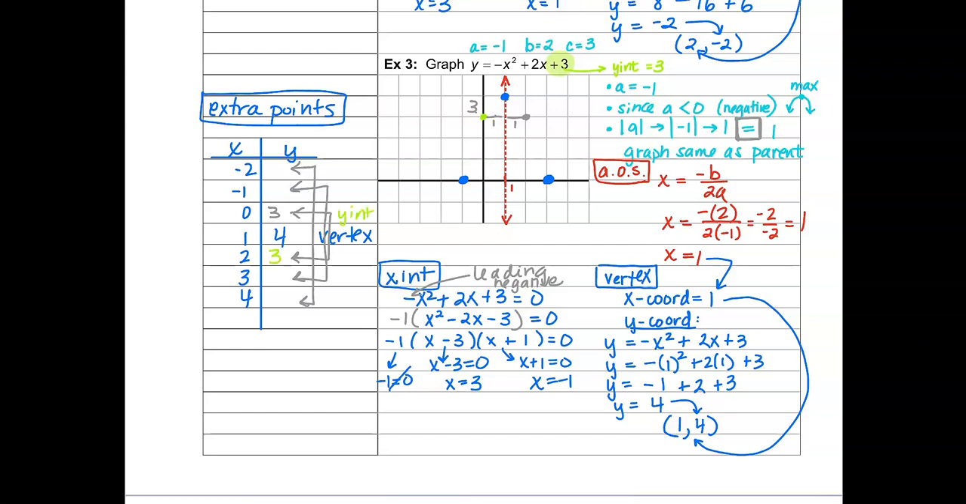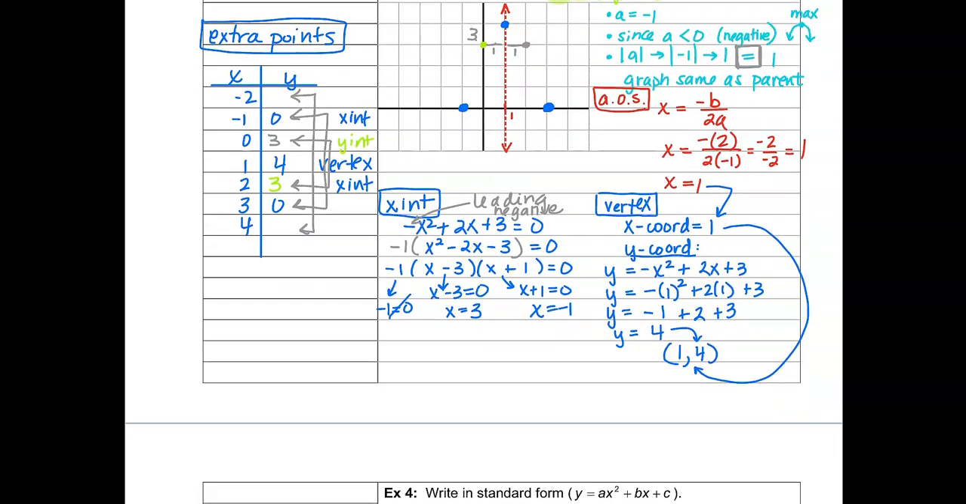Which puts the 3 here also. We already know that -1 will be paired with 0. So that means this is 0 also because these are x-intercepts. And then if I put in -2 or 4, let's do 4.